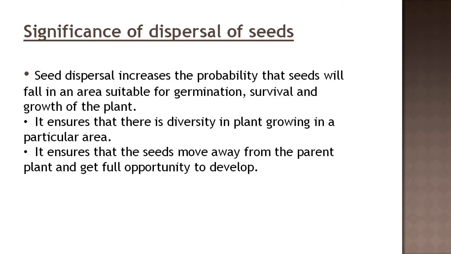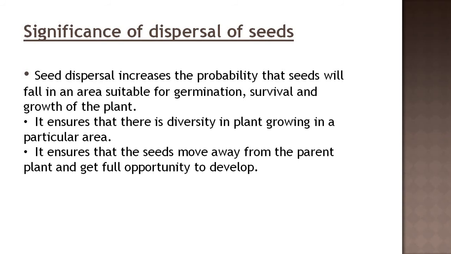And the last point is, if the seeds are made to grow only under the parent plant, they have to compete with each other, they will fight with each other. So what will happen? Many of the seeds will not get proper conditions and will not grow into a new plant. So in this case, many of the seeds will die out. Only a few, the stronger ones, will be able to germinate.